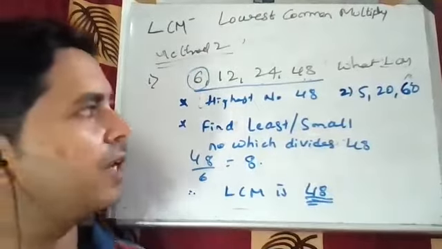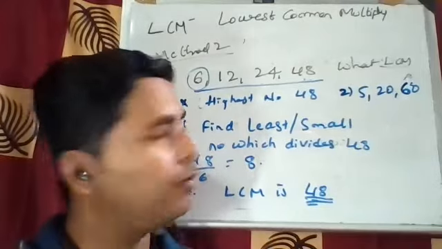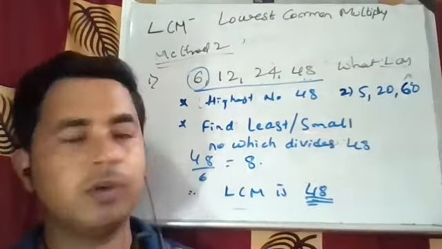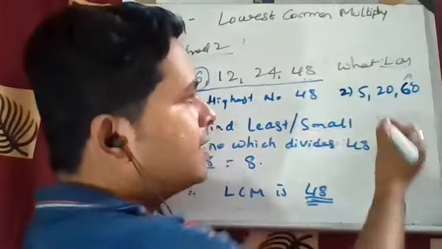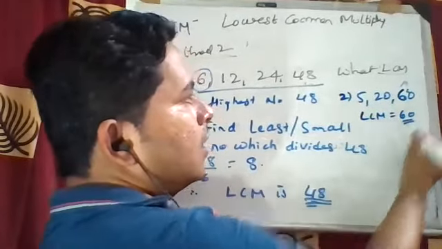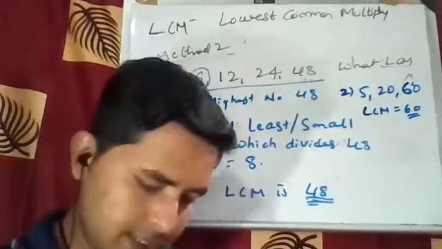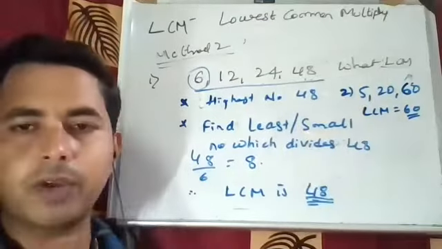So my 5 will divide 60. Yes, 12 fives are 60. My 60 is divisible by 5, and 60 is also divisible by 20. So what is the LCM? The LCM is 60. So here these two examples are ones which you can find easily.